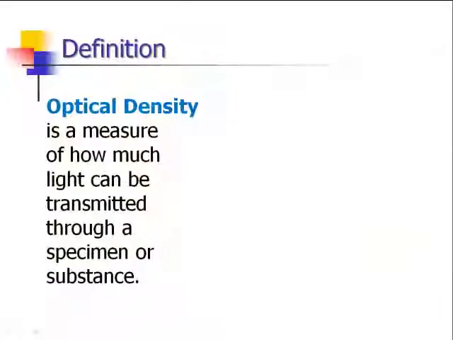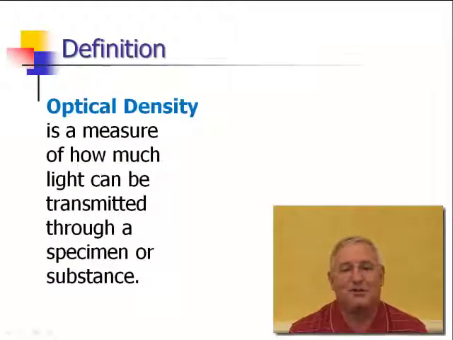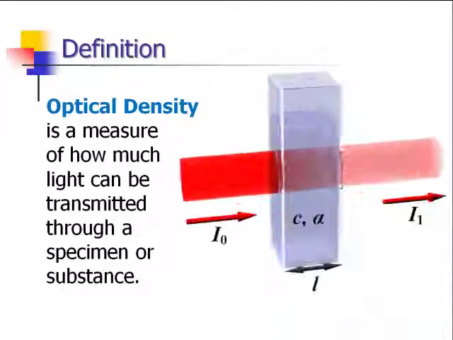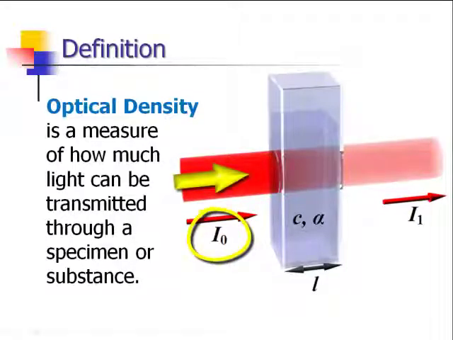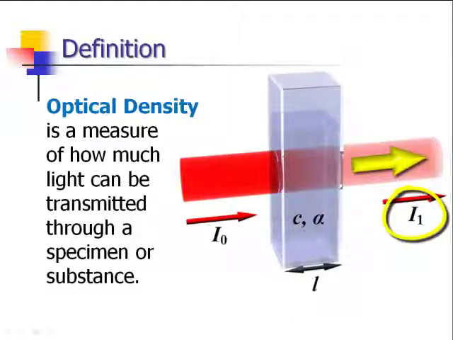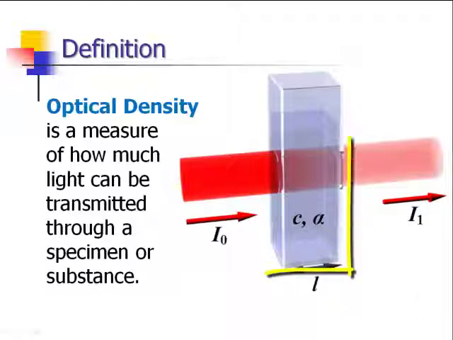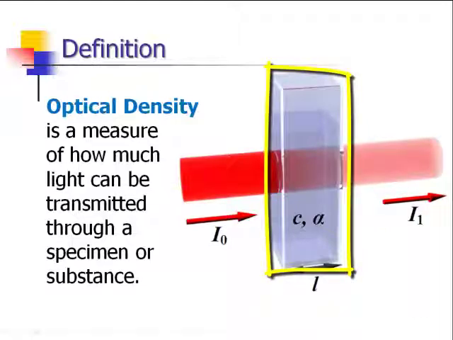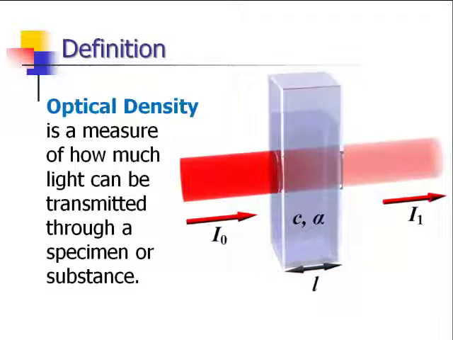Today I'm going to talk to you about optical density. So optical density is a measure of how much light can be transmitted through a specimen or a substance. If we look at our slide here, we have some light coming in, some initial intensity coming into the specimen, is traveling a certain distance through the specimen, and we have some intensity coming out. In this case, as you can see, it's less amount. So some of the light is being absorbed in the specimen. And optical density is just a way of telling how much light is coming out versus going in.